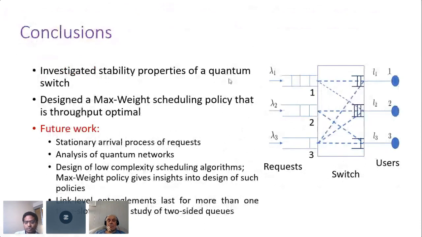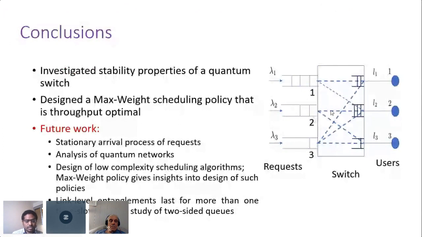Now, to conclude the talk, in this work we investigated stability properties of a quantum switch, and we showed how to come up with a scheduling policy that can stabilize the switch for all possible rates. In future work, we want to also consider the case where requests are arriving as some stationary process instead of an IID process. Another direction is to extend this analysis to a network instead of a single switch.